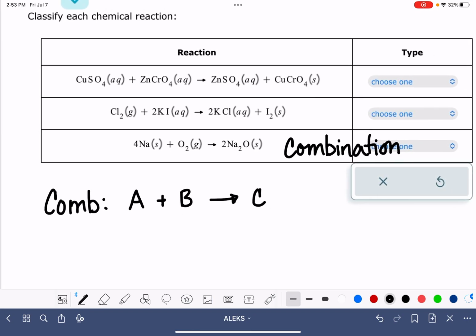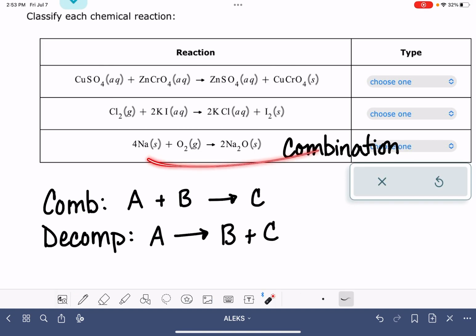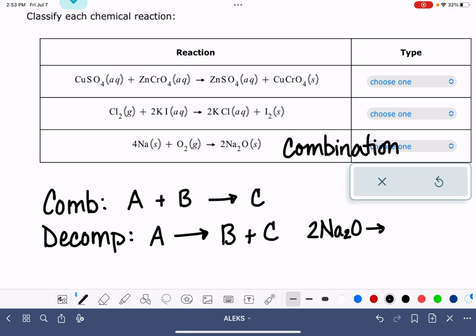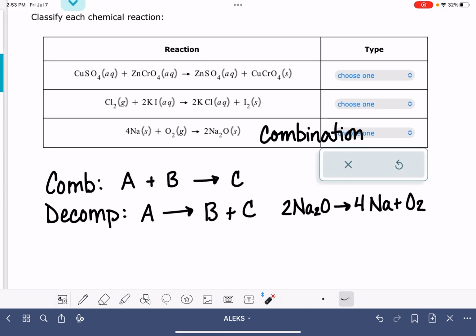A decomposition reaction is just the reverse of combination. So I'm going to just call it decomp. And in a decomposition reaction, we start with one reactant and it falls apart into two products. I don't have any examples of decomposition reactions here, but imagine this reaction happening in reverse. If I had the Na2O as my reactant and it turned into 4Na and O2, that would be a decomposition reaction, starting with one thing, ending with two.